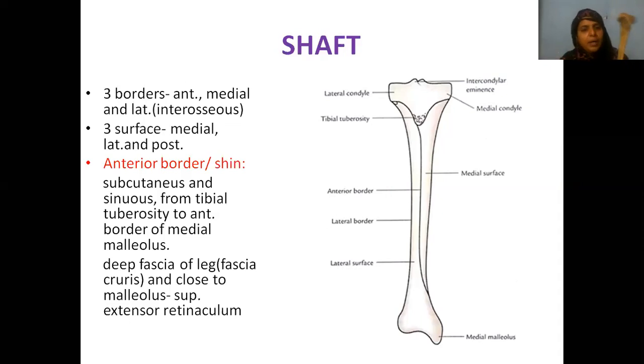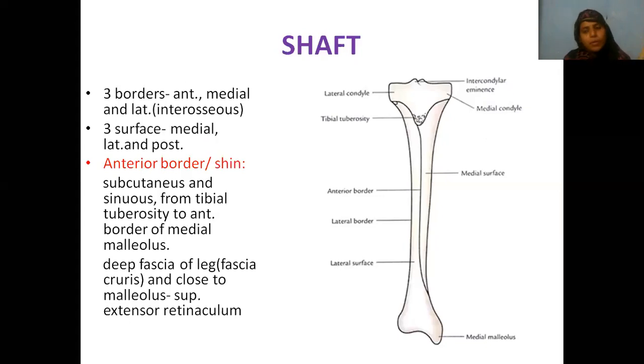Then what are the surfaces? Between the anterior and medial border, the surface is called the medial surface. It is subcutaneous. You can feel it in your own leg. No muscle attachment on the medial surface. That's the reason we can use tibia for bone grafting. It's an easily accessible point. Then we have the lateral surface between the anterior border and lateral border. And behind, between the medial border and lateral border, whatever surface we have is the posterior surface.